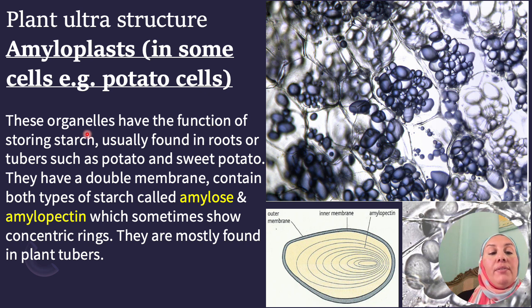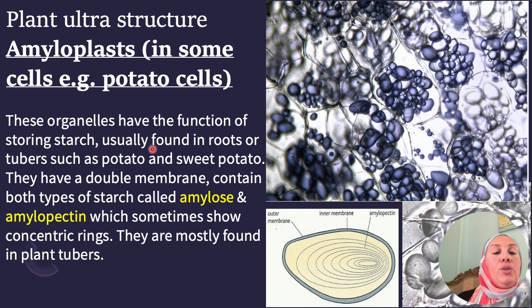These organelles have the function of storing starch, and here we can see many of them, and they are blue in color, or you might refer to them as violet if you want, but this blue color is because we added iodine solution. Iodine solution reacts with the starch to produce that lovely color. Obviously this is an electron microscope. No, sorry, this is a light microscope image because we can see in color.